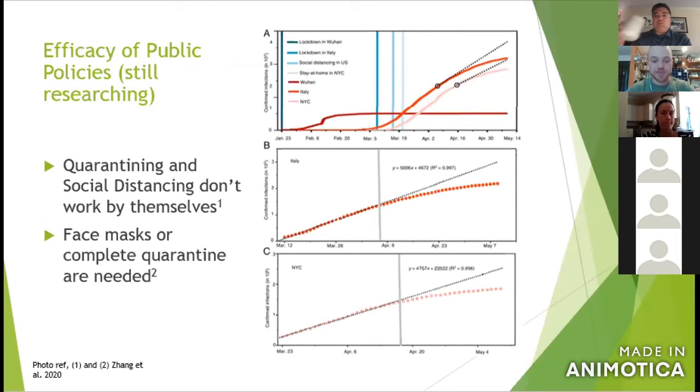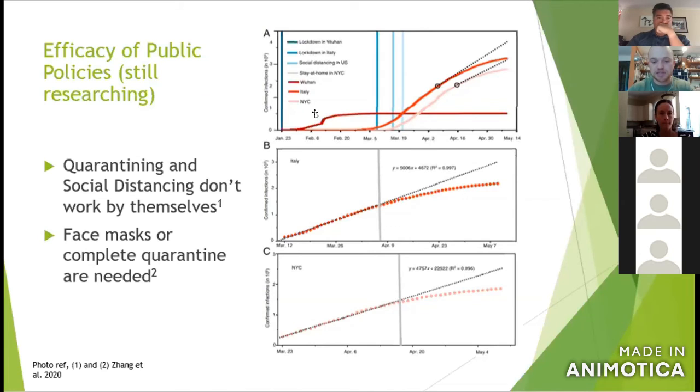But what I do know is that quarantining and social distancing really just don't work by themselves. If you want to have effective prevention of COVID, you need to wear a face mask. Much as I hate to say it, it's what works. I hope you can tell by this graph that what I'm saying is true.